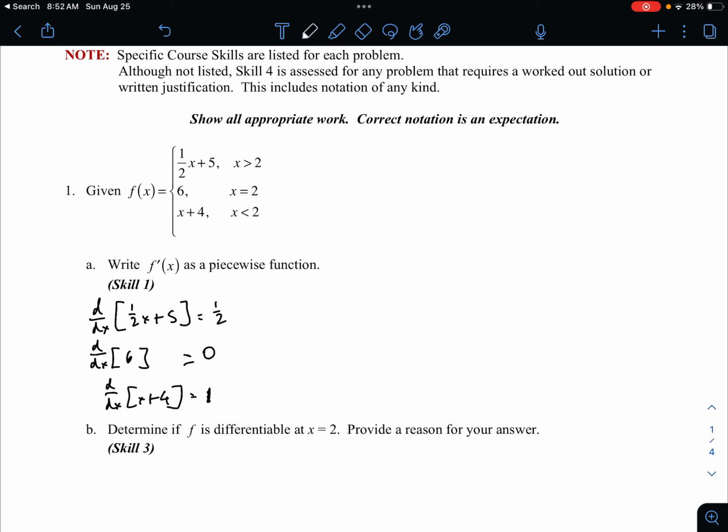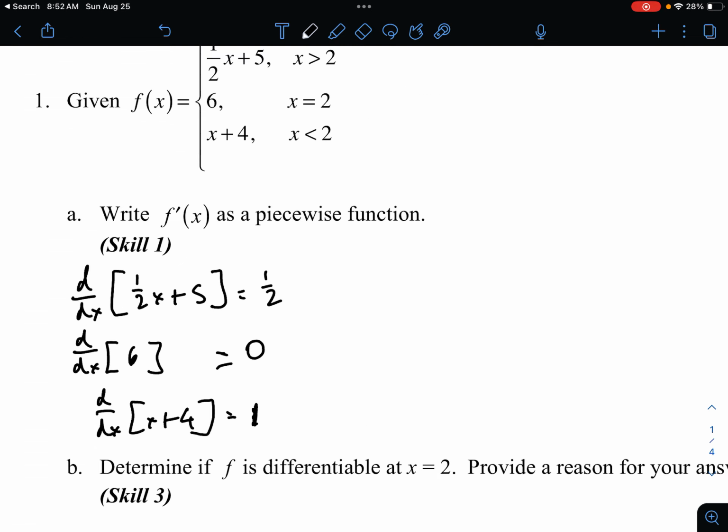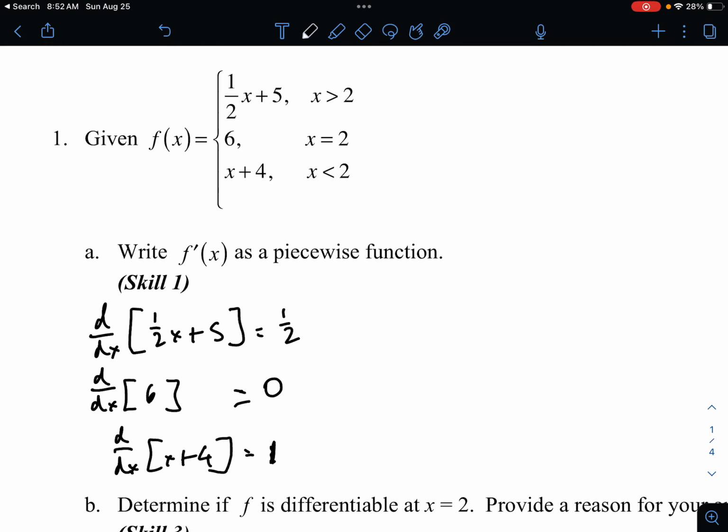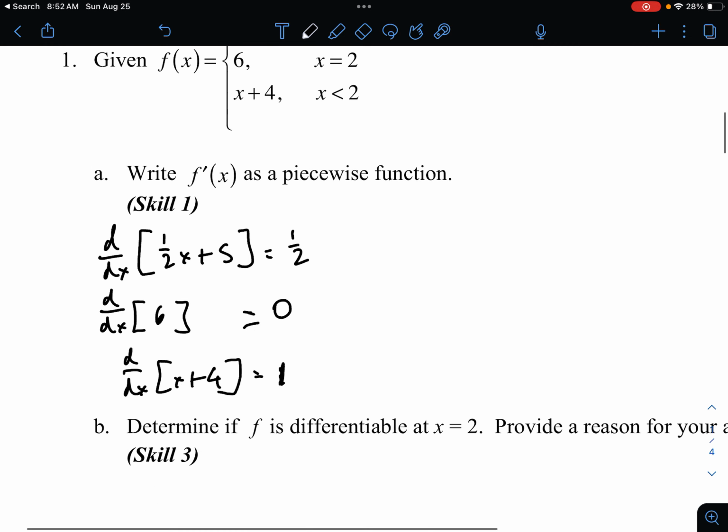So those are the derivatives at all the certain points. For example, this is the derivative when x is less than 2 or greater than 2. This is the derivative when x is equal to 2 and then less than 2.